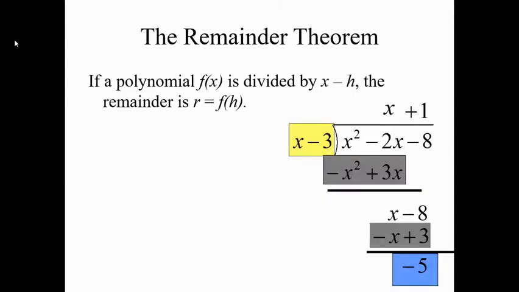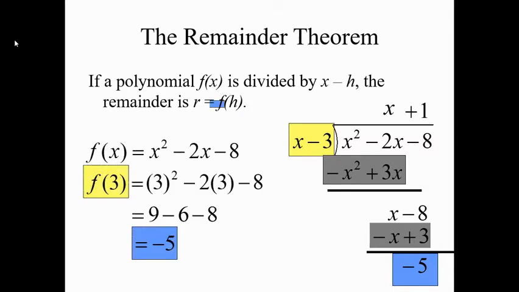Let's take a look at this long division, okay? So x minus 3 is our what? That's right, it is our divisor. And then the minus 5 is what? That's right, it's our remainder. Now notice here that if I had just taken the 3 from the x minus 3, remember I'm going to use the opposite, x is equal to 3, and plugged it into the function x squared minus 2x minus h, then I would wind up with the same remainder.